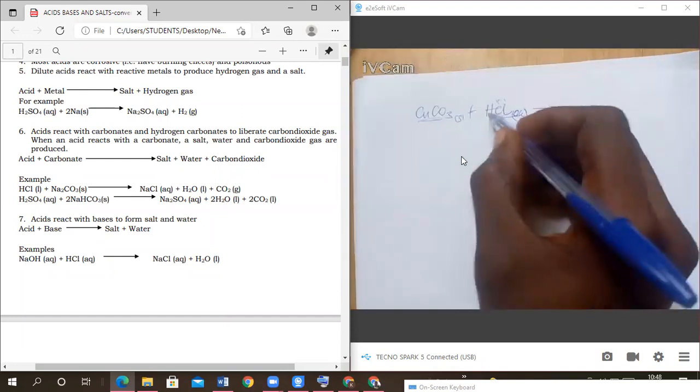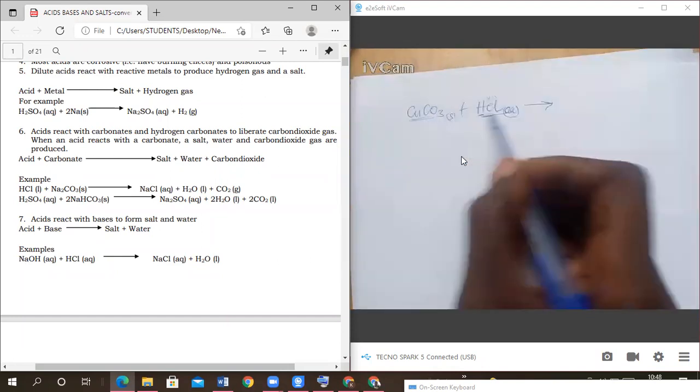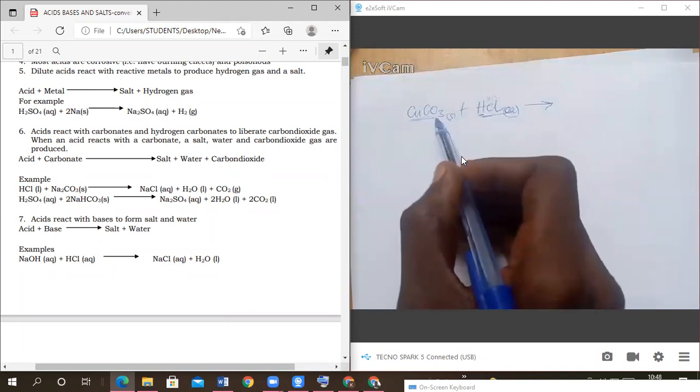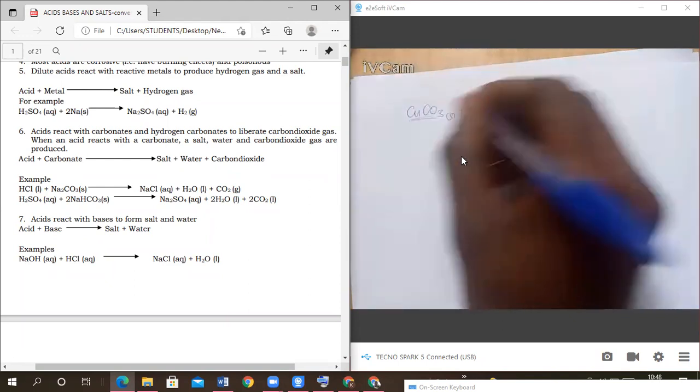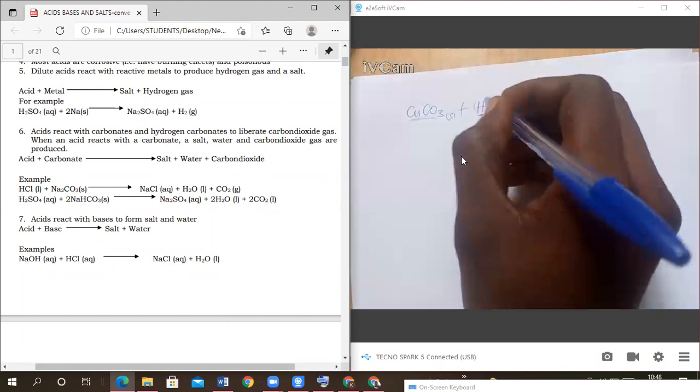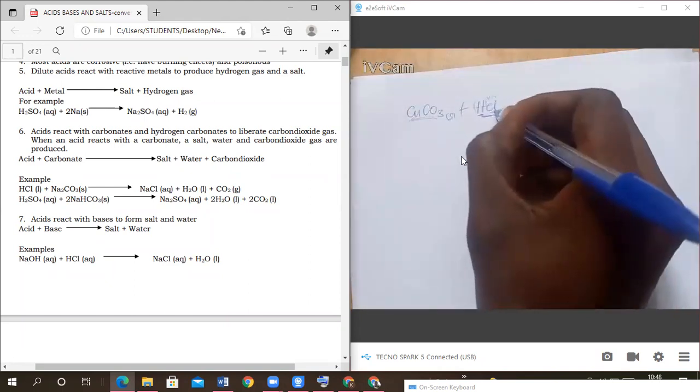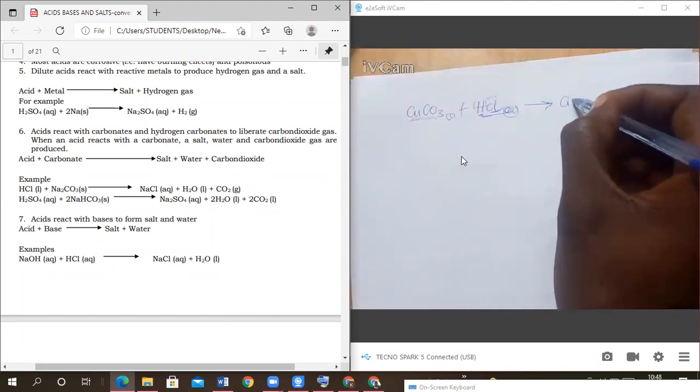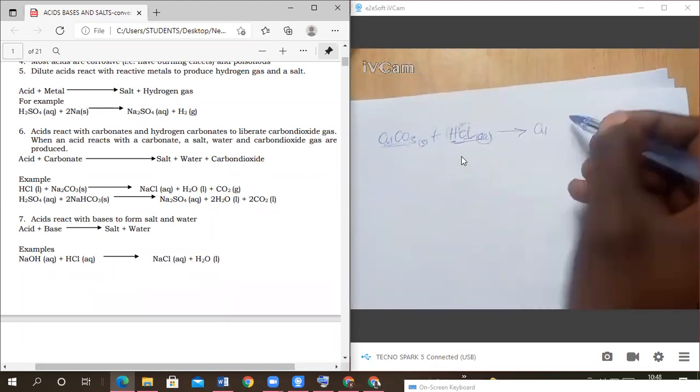So what happens is hydrogen has something it can take from this. Actually what happens is copper gets the chloride. It becomes copper chloride. How do you write copper chloride?